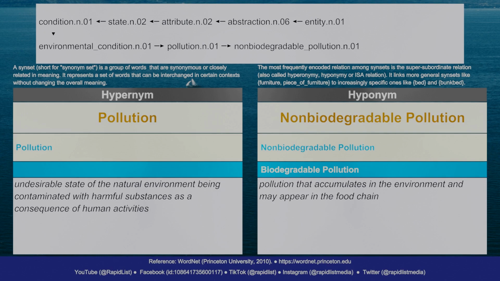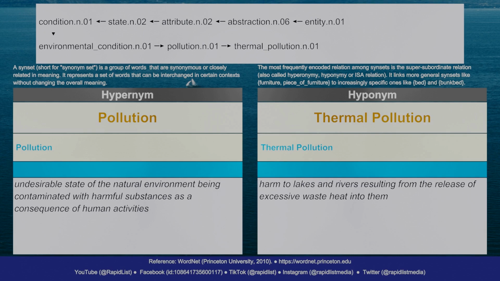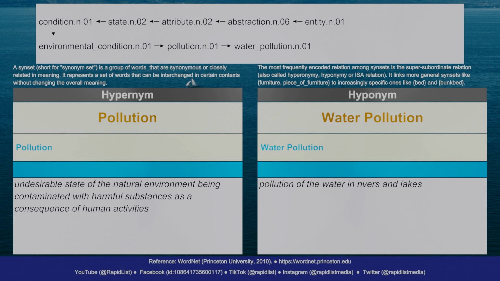Non-biodegradable pollution. Pollution that accumulates in the environment and may appear in the food chain. Thermal pollution. Harm to lakes and rivers resulting from the release of excessive waste heat into them. Water pollution. Pollution of the water in rivers and lakes.